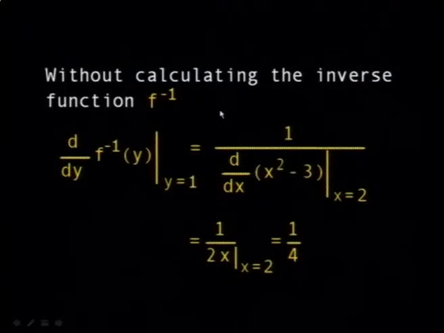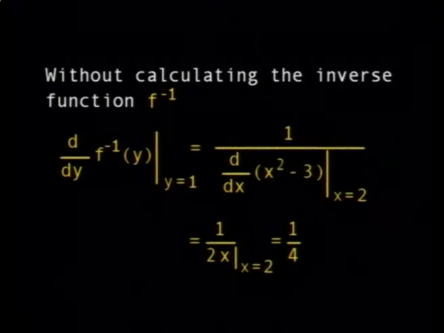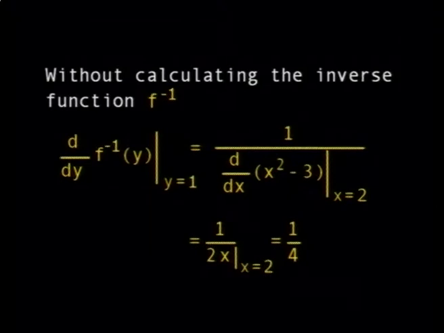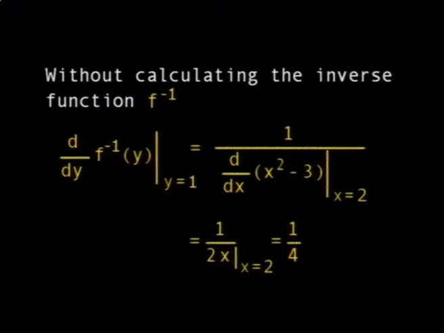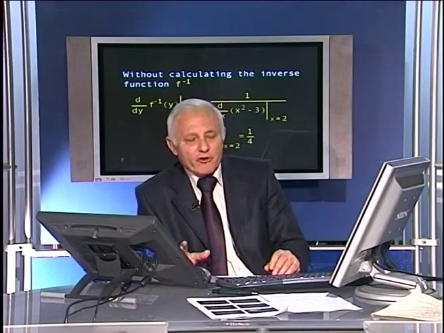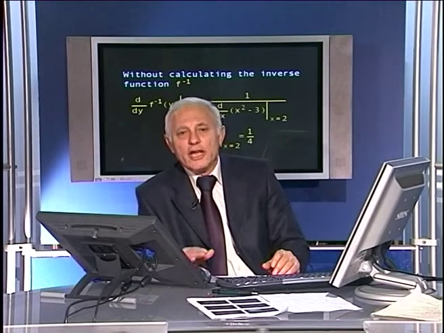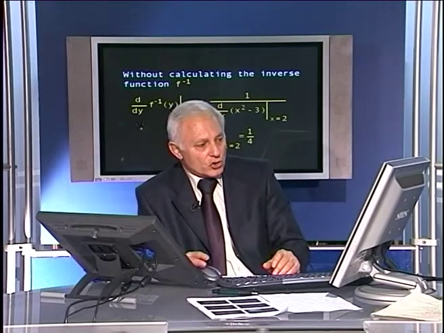Without calculating the inverse function, in this example, which is y = x² − 3, we previously calculated the inverse function and then differentiated. Now we don't want to calculate the inverse function. We just want to calculate the derivative directly from this theorem, which relates the derivative of the inverse function to the derivative of the original function. So we use the theorem.